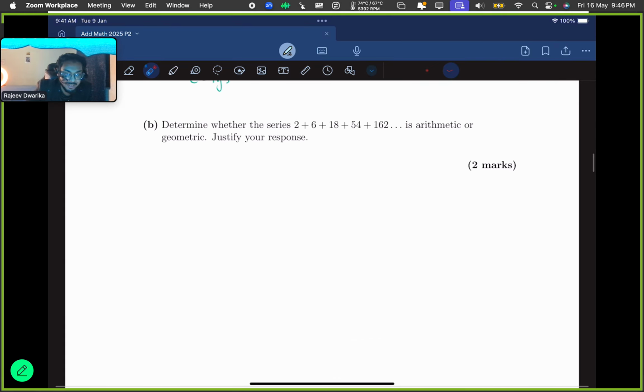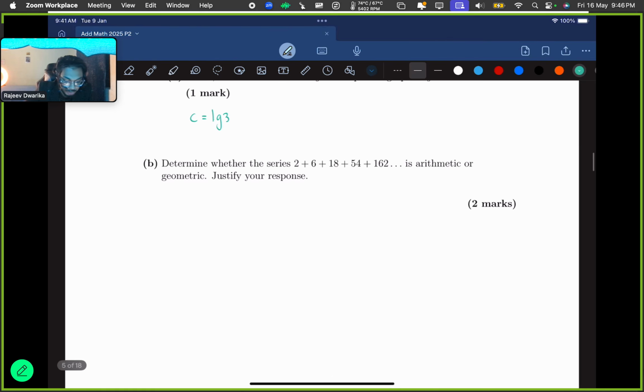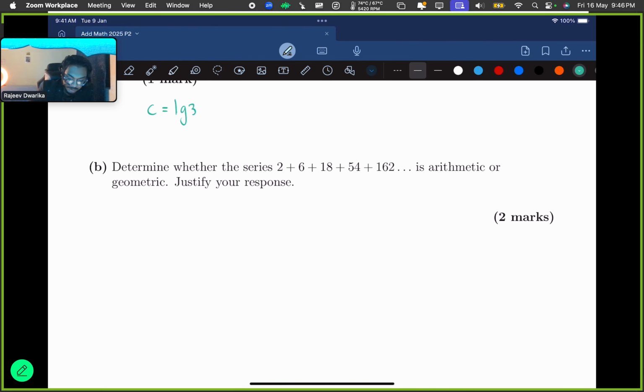Right? Determine whether. I like this question. Determine whether the series 2 plus 6 plus 18 plus 54 plus 162 is arithmetic or geometric. So let me start off, right? If a series is arithmetic, all of the consecutive terms are linked together by a common what? Common difference. Plus or minus.